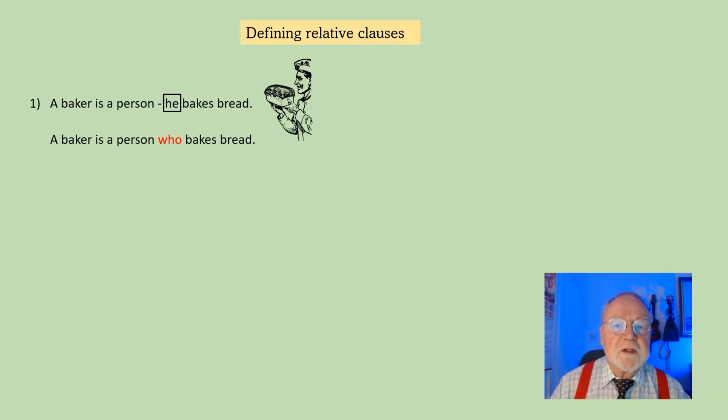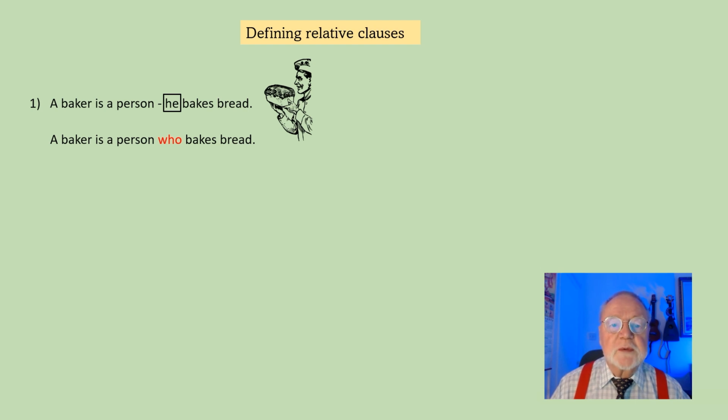A defining relative clause is really two clauses. Look at this example. A baker is a person, that's one. He bakes bread, that's another. And we can put them together by saying a baker is a person who bakes bread.